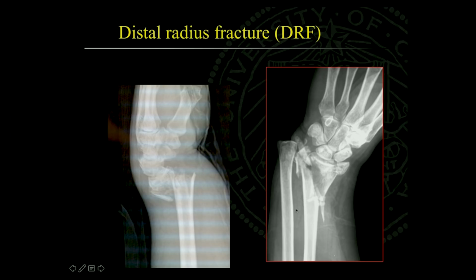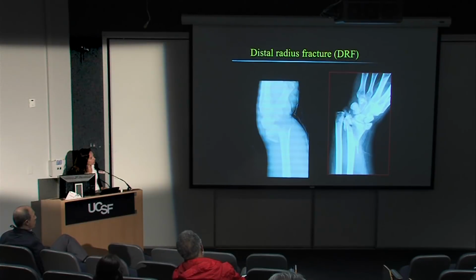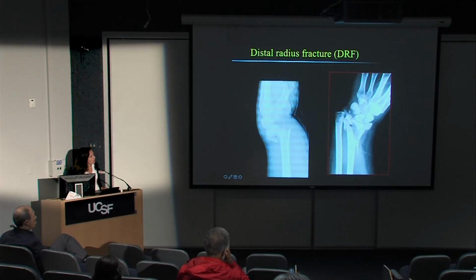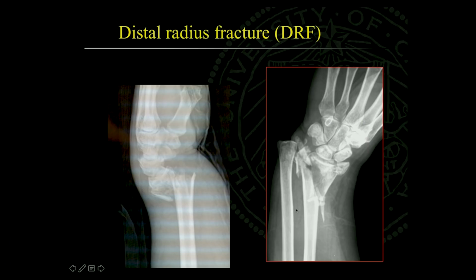So I think it's pretty obvious from these x-rays what I mean when I say a distal radius fracture. You can see the fracture at the distal part of the distal radius extending up into the wrist joint. You can see another part of the fracture over here. And on the lateral view, you can see that the distal fragment is really displaced from the proximal fragment. And we'll go over what this causes, how we fix it, and options that we have for treatment.